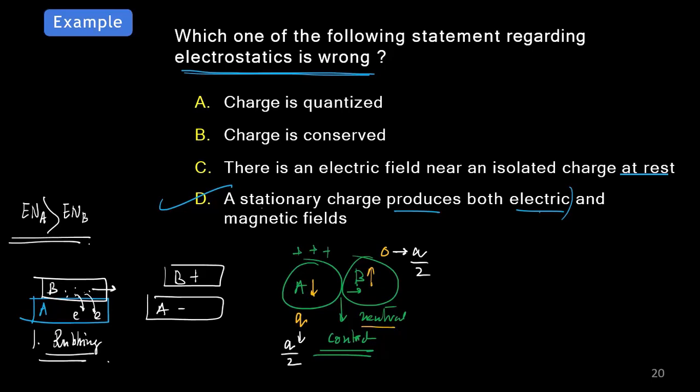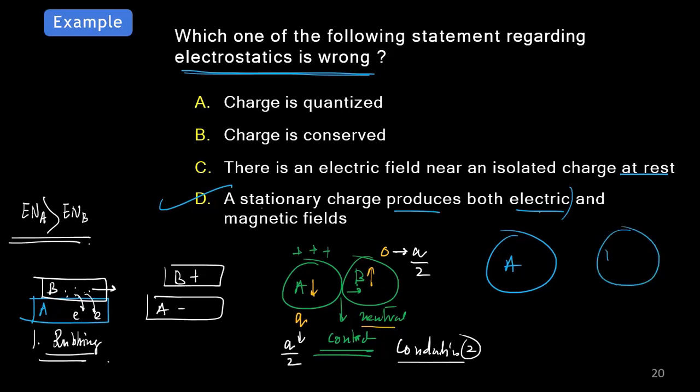That's called conduction. This method of charging is called conduction. So this is the second method. And the third method is called induction. So in induction, what happens? Let us say there is body A and body B. Initially B is neutral, so Q is 0.